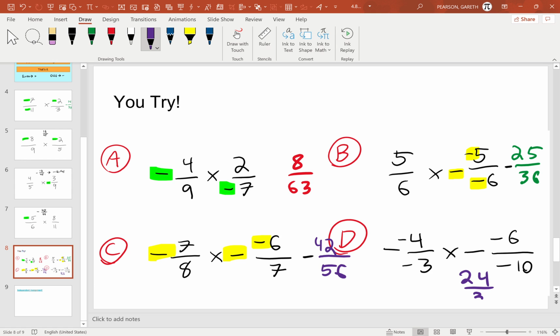And last one, 4 times 6, 24. 3 times 10, 30. You don't have to simplify. I have 1, 2, 3, 4, 5, 6 negative signs. That's a lot, but 6 is an even number. Even means my answer is positive. Boom, you're done.